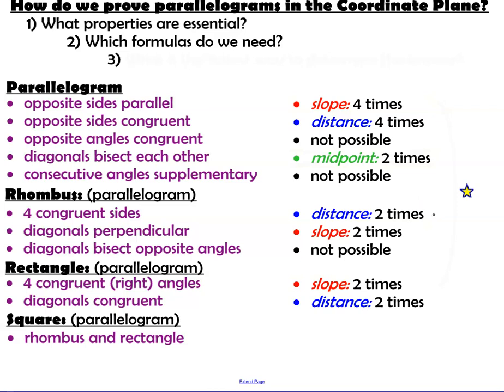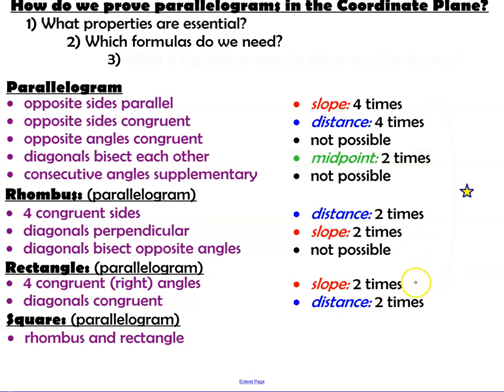If we use the distance formula on 2 consecutive sides, and they happen to be congruent, then that would actually prove that all 4 sides are congruent. We could also use the slope formula 2 times to prove that the diagonals are perpendicular. And again, it would not be possible to prove whether diagonals bisect opposite angles in the coordinate plane.